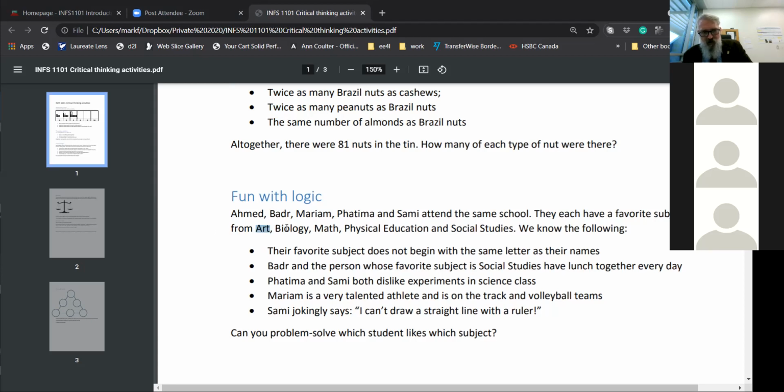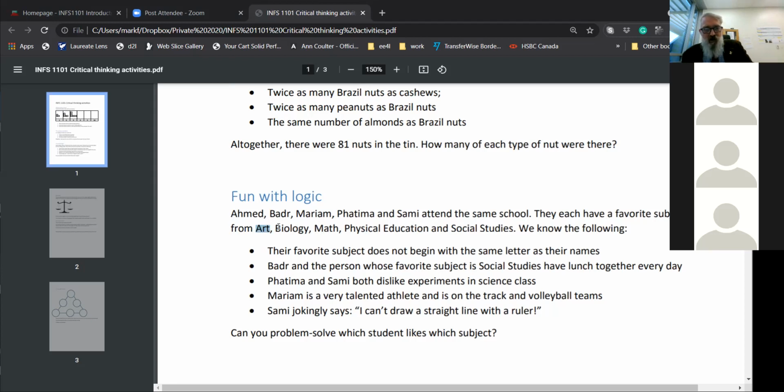Likewise, Badr, his favorite subject cannot be biology, but it could be art. Miriam, her favorite subject cannot be math, but it could be some of the others. So this is the logic that we're talking about. Very simple mathematical, and so it also works in our computer language logic, which is basically true and false. If it's false, it can't be true. If it's true, it can't be false.